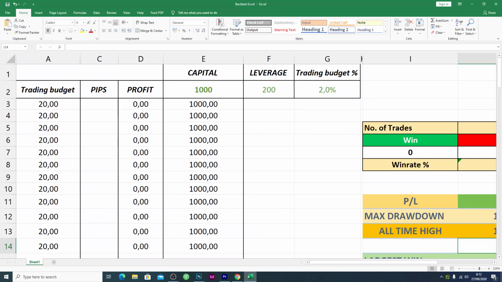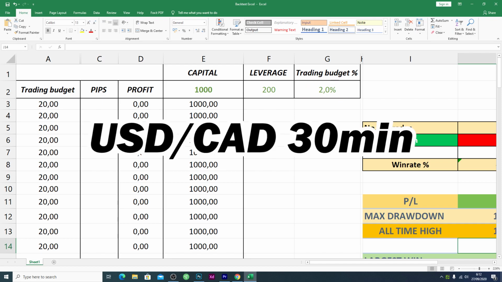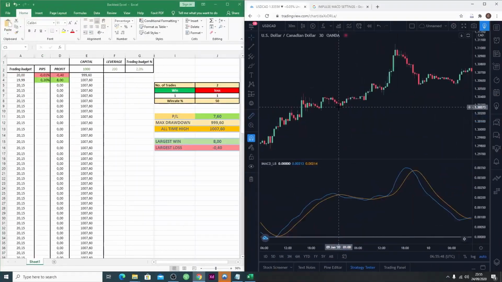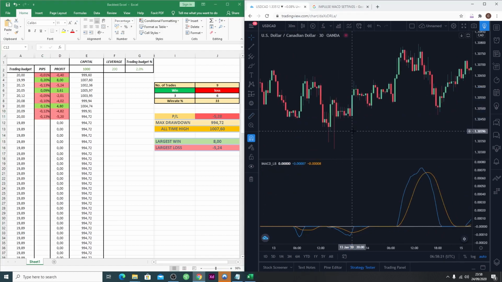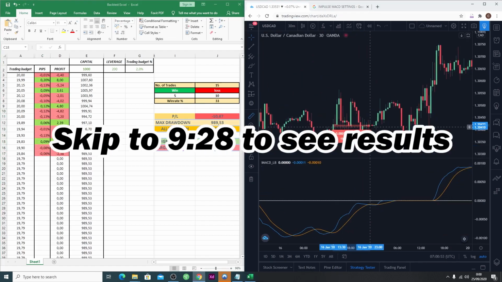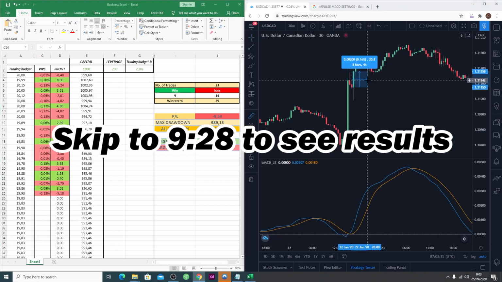I'll also use the same settings. I'll start with a capital of $1,000 with 200 times leverage per trade. However, each trade, I'm only risking 2% of my capital. And I'm testing the USD CAD 30-minute chart. So here's a time lapse of me backtesting the strategy. You can skip to the timestamp shown on the screen to see the results.